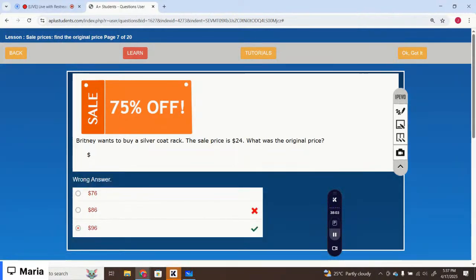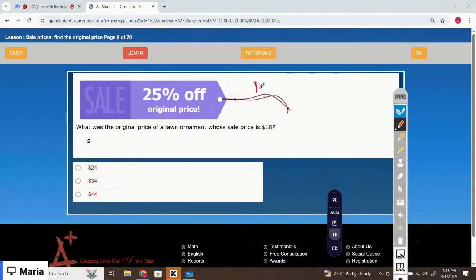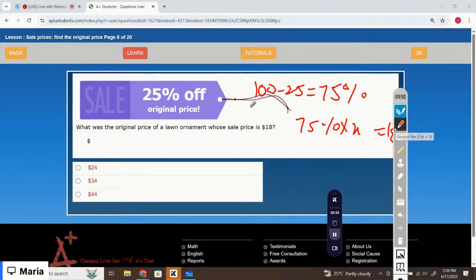What was the original price of a lawn ornament whose sale price is $18? So 100 minus 25 means we paid 75%. So 75% times x equals 18. So x equals 18 divided by 0.75. That is $24. That means originally that was $24. Okay, you can complete the lesson by yourself today.